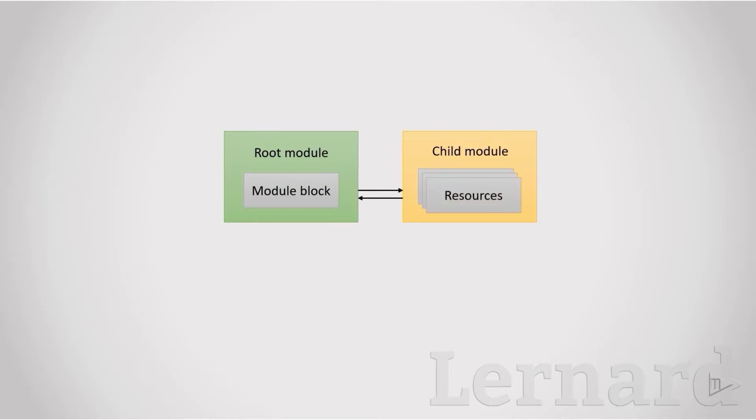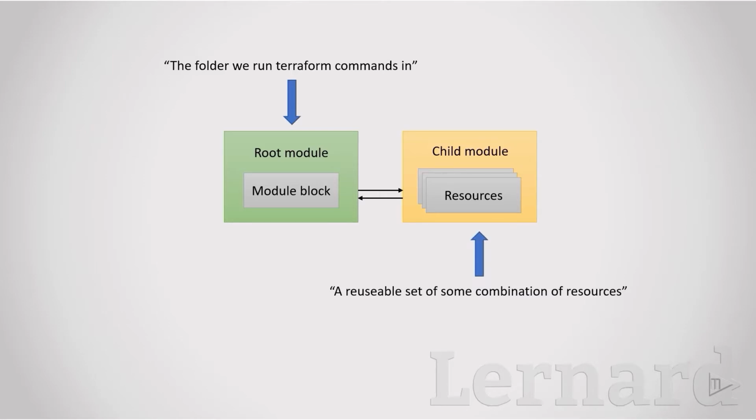The terms root module and child module are new, so let's define them in simple terms. The root module is the folder we run Terraform commands in. You may not have been aware of it, as it wasn't relevant to mention until now, but all the examples we've done so far in this chapter have been using just the root module, with all our resources defined directly inside that root module. A child module is a reusable set of some combination of resources, with all the values you might want to change variabilized out. A child module is purely a tool of convenience.